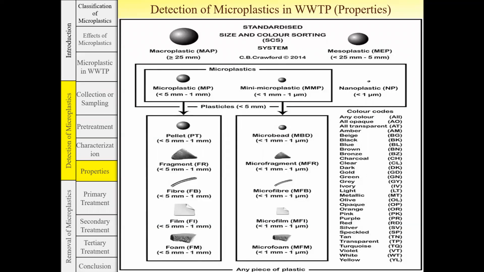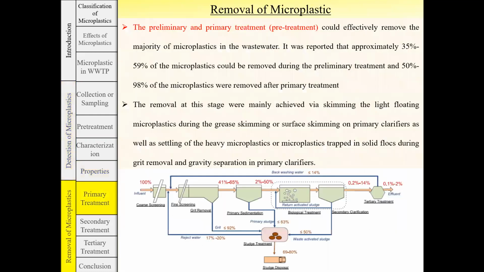Now, the other major property we already talked about is the shape and size of the microplastic. These were already discussed in the classification of microplastic. Here you can see, according to the standardized size and color sorting system, the microplastic size and shape, and that's all. Okay. Now coming to the last part of the webinar, that is removal of microplastic, how to remove that thing.